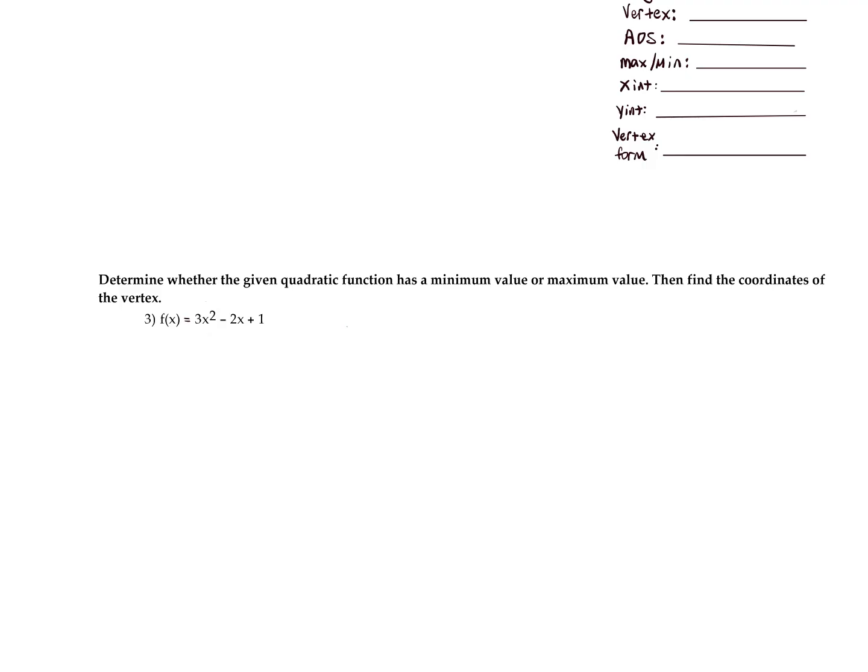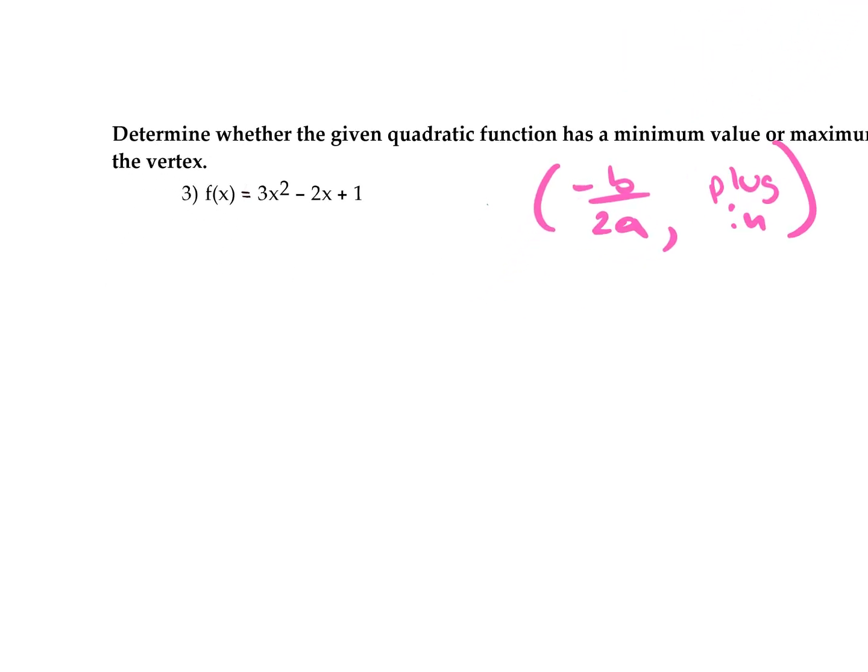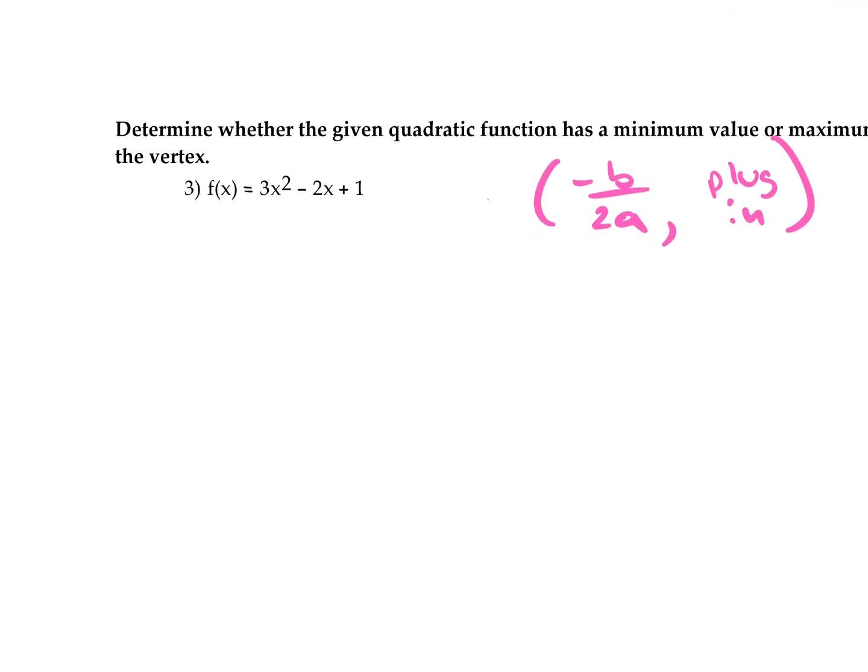All right, number 3 is super similar. So again, you want to find the coordinates of the vertex. So you're going to do your -b over 2a to find the x value in your vertex. Plug it in to find the y value. And then this question also asks if we have a maximum or minimum. Which direction is our graph going to open here? It opens up. So our vertex is going to be at the max or the min? It'll be at the minimum.